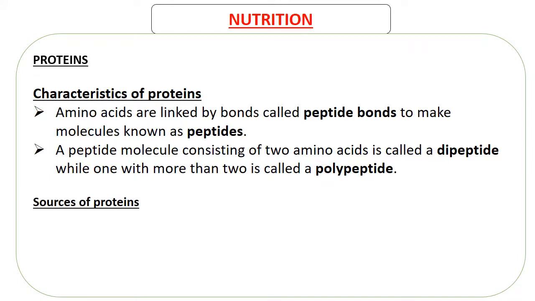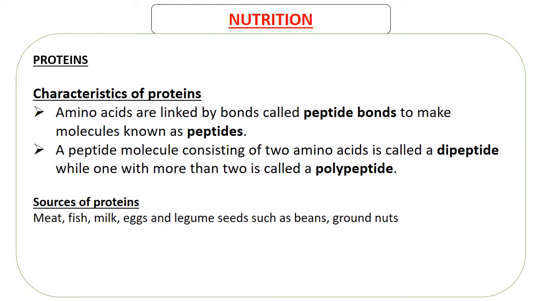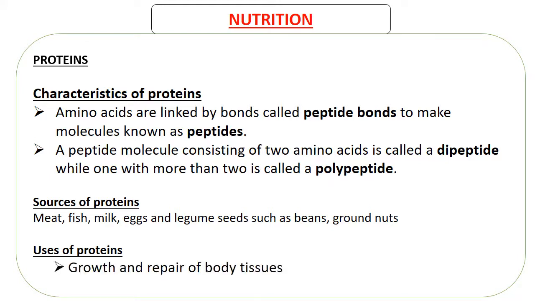Sources of proteins. Where can you get proteins? We can get proteins from meat, fish, milk, eggs, and legume seeds such as beans, groundnuts, and the like. What are the functions of proteins in the body? There are basically three functions of proteins. The first is growth and repair. For you to grow, you need proteins. And when you have injured yourself or when part of your body is cut, for that part to be repaired, proteins have to be used to cover that part. So proteins are in charge of growth and repair of body tissues.